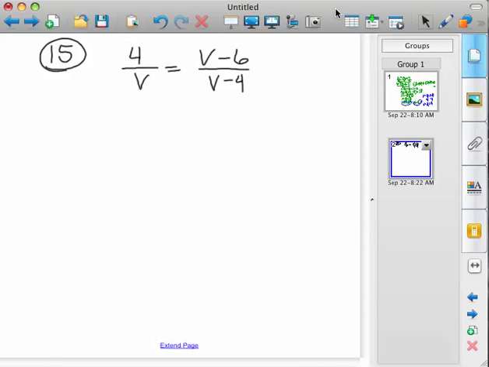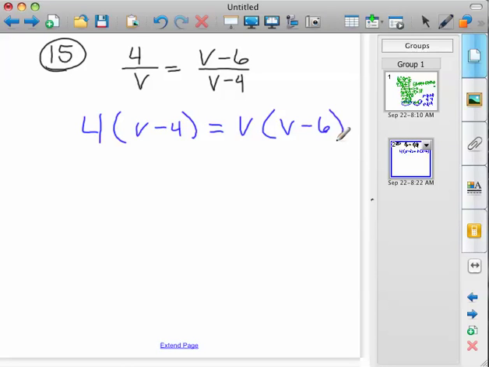So problem 15. So first off, I hope you cross-multiplied. So you'd have 4 times v minus 4 equals v times v minus 6. So that's the first step I would do. Then the next step is distribute in both cases. So we'd have 4v minus 16 equals v squared minus 6v.